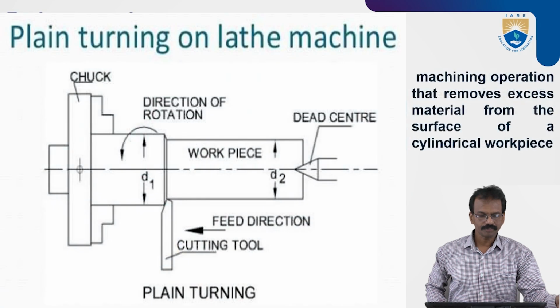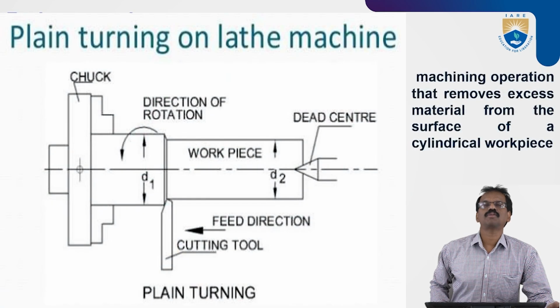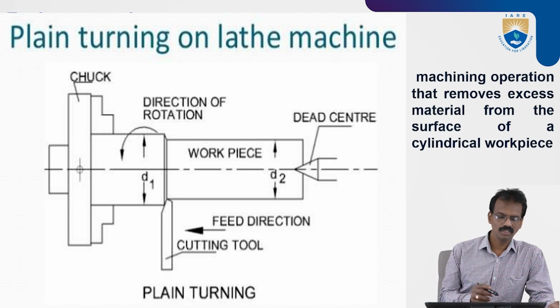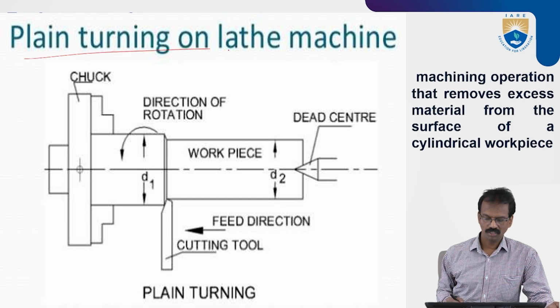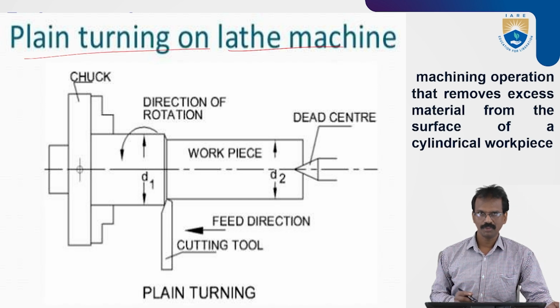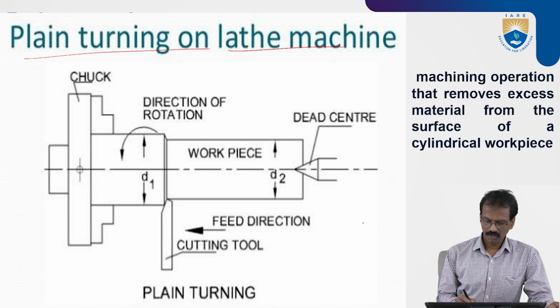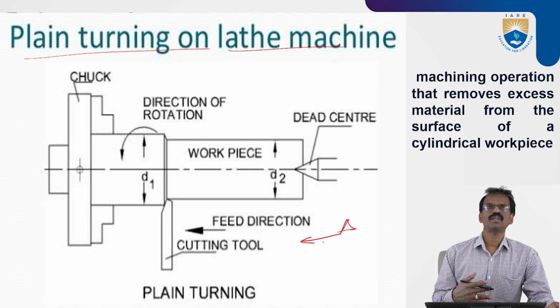Next one is the turning operation, plain turning. There are three types of turning. First of all, the plain turning. Let us see what turning is. In the turning operation, the tool will move in the direction which is parallel to the axis of the lathe machine. It means it is provided by the carriage.